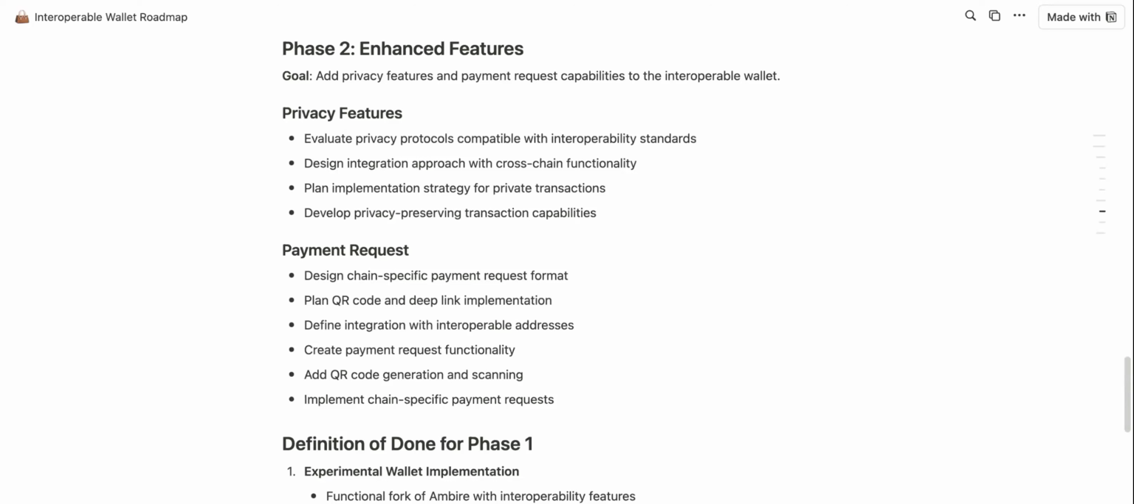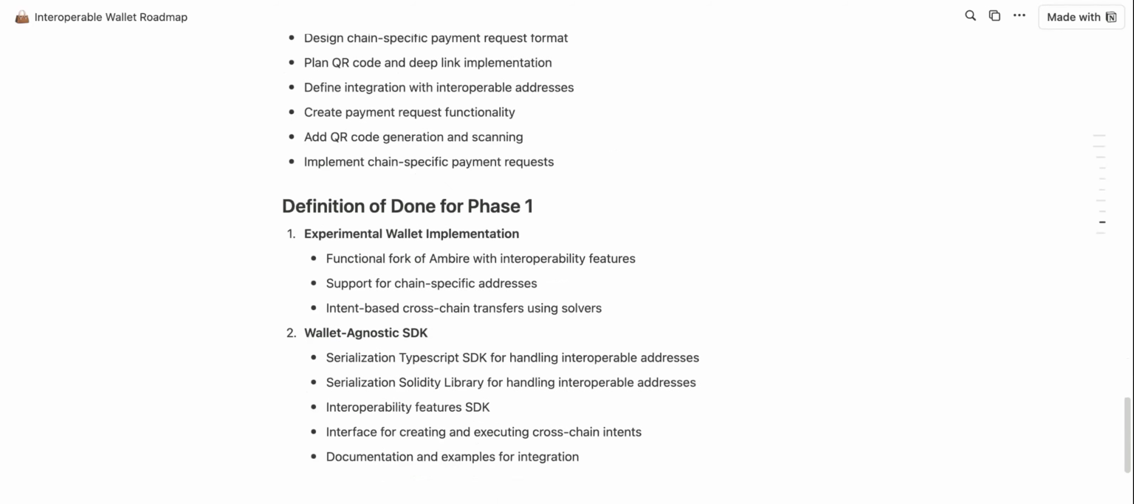And lastly, for the later phase 2, we will work on adding privacy features where we will evaluate different protocols' compatibility, like Railgun and Oxfam, and also payment request features to improve the UX as much as possible. At the end, you can find some of the definition of terms for this phase 2. And if you have any questions or feedback, feel free to reach out. We are more than open to listen to your thoughts on it.